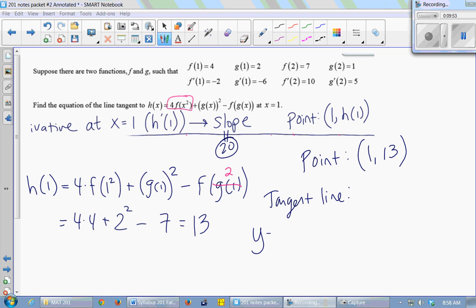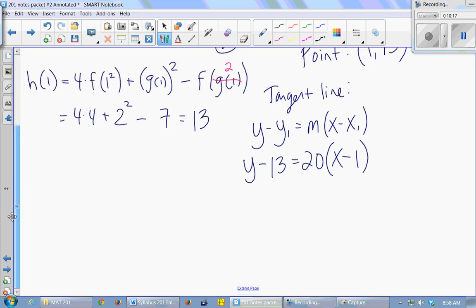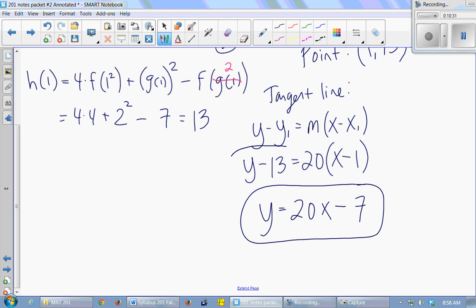I like the point slope formula, just because you don't have to do any more calculation. You just plug in the point and your slope. So this comes out to y minus the y of your point, 13, is equal to your slope times x minus the x from your point, 1. And if you really want mx plus b, you can distribute your 20 and add your 13 to the other side. Y equals 20x minus 20 plus 13 is minus 7. Either form of the line is fine.